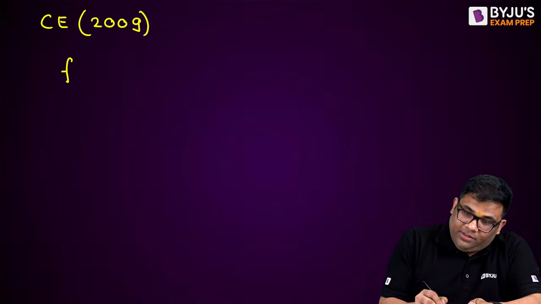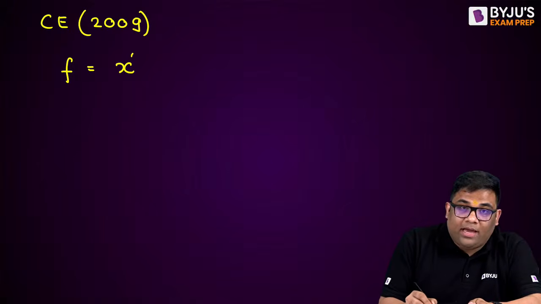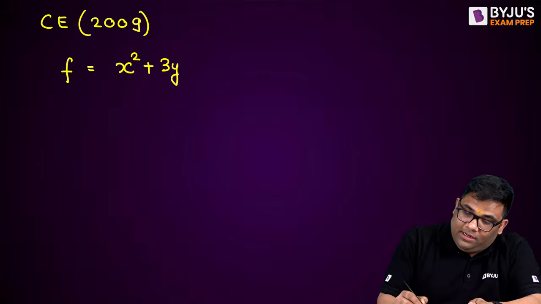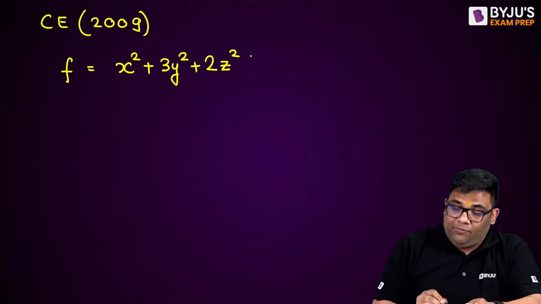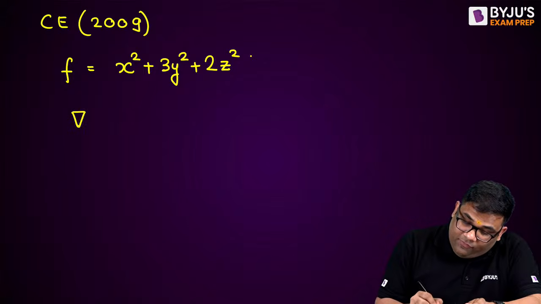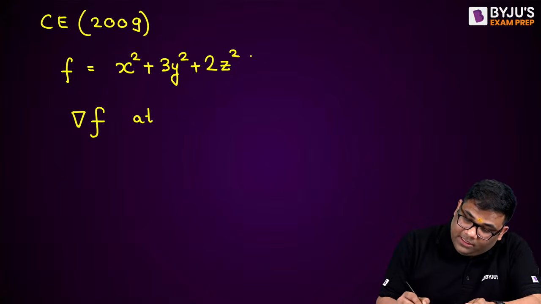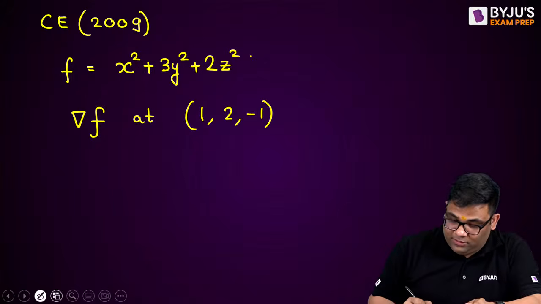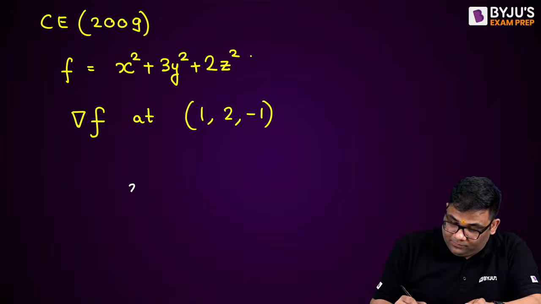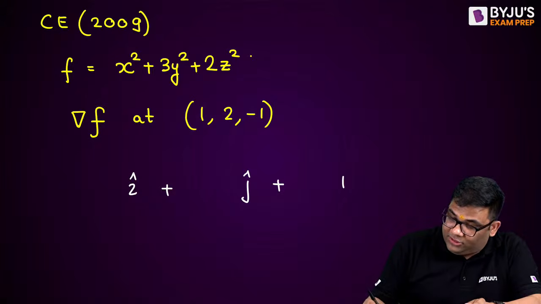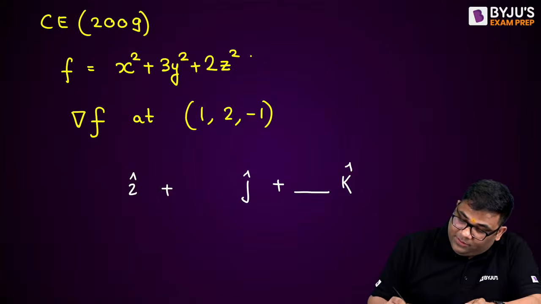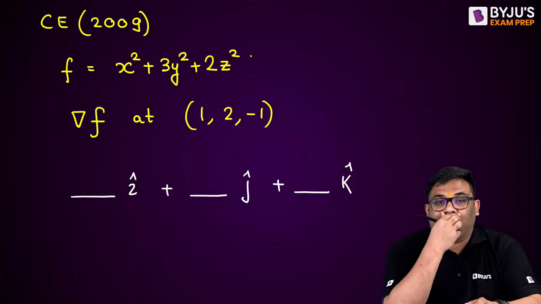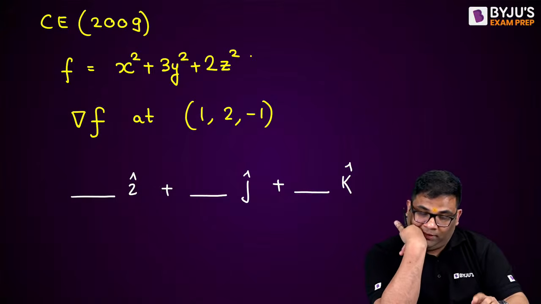So giving the function, f is x square plus 3y square plus 2z square. You have to find out the gradient of f at 1, 2 and minus 1. Now solve this very fast. I cap plus j cap plus k cap. Gradient of f.